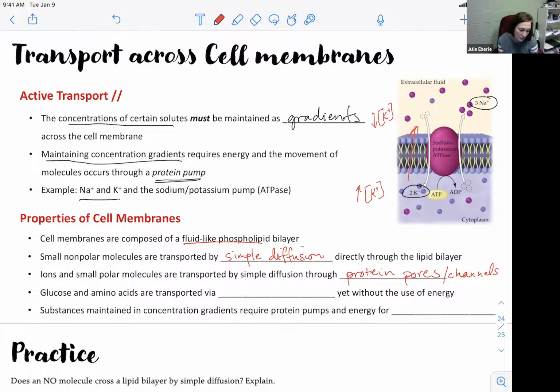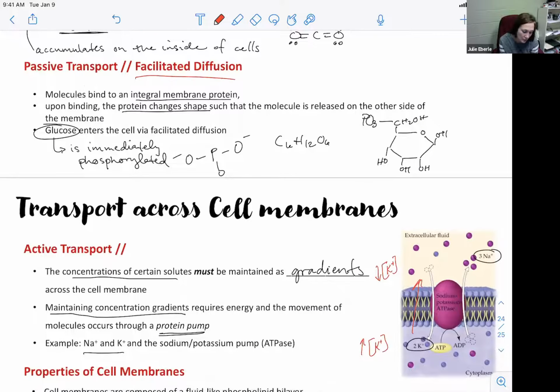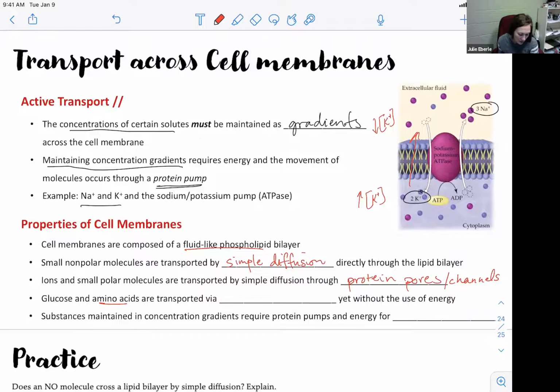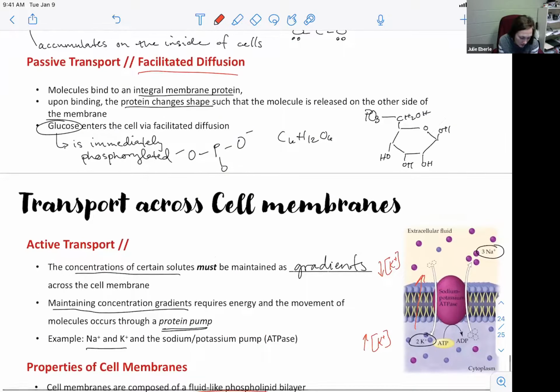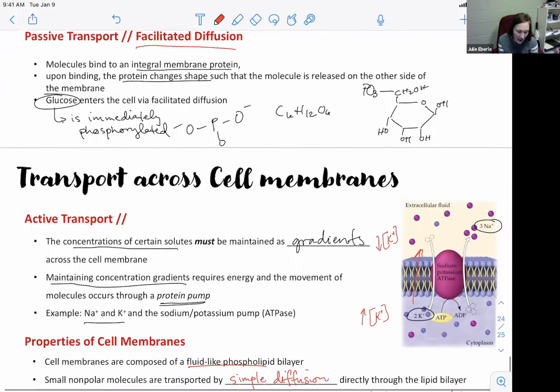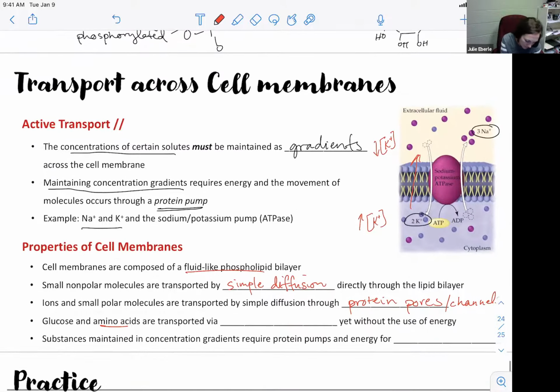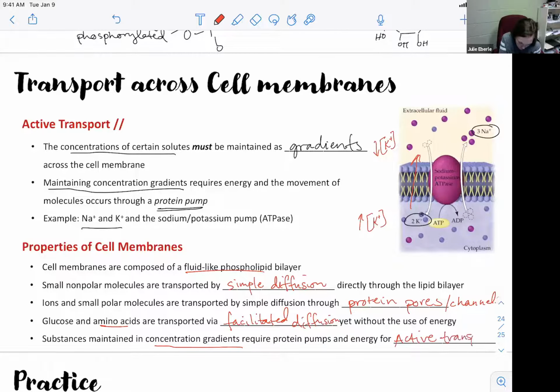Glucose, and another example of a molecule that would use facilitated diffusion would be amino acids. So glucose and amino acids are transported via facilitated diffusion, okay? So they're going to use protein channels that might be gated, but they're still not requiring energy, still not active transport. Substances maintained in concentration gradients require protein pumps and energy for active transport.